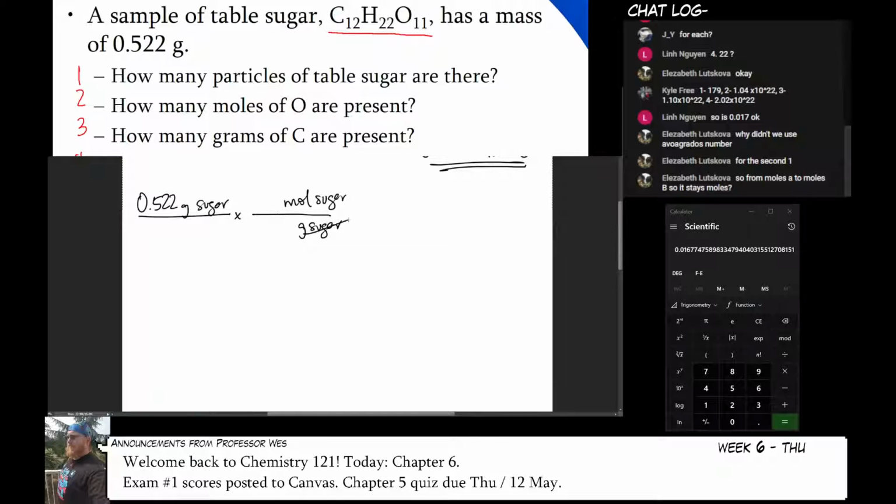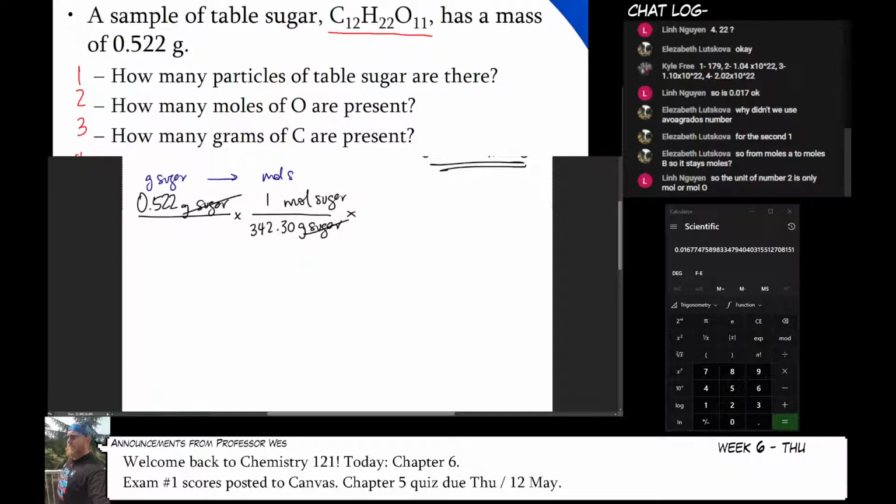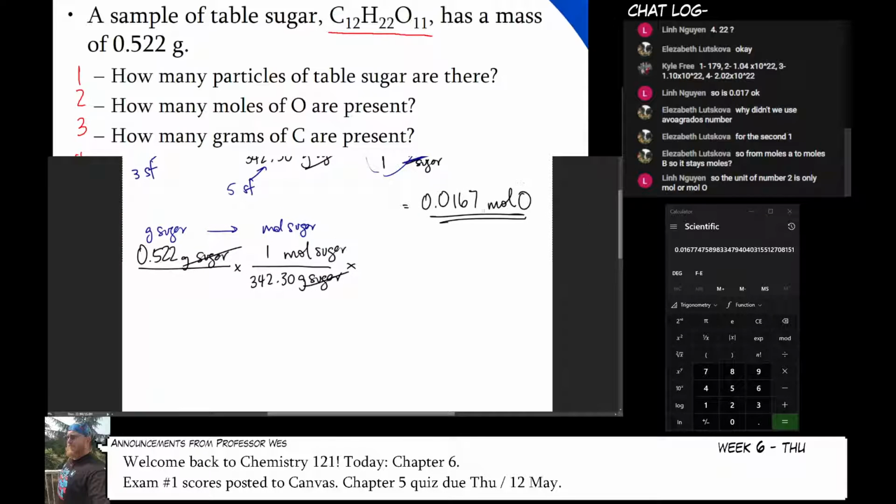All right, so to go from grams of sugar to moles of sugar, we've done this 30 times today already, so that's how much the mass of 1 mole of sugar is, according to Lenntech. And I didn't write down what we were solving for on this problem, so we've got grams of sugar. Gives us moles of sugar. So the units of problem 2 are moles of oxygen. So we go grams of sugar, moles of sugar.